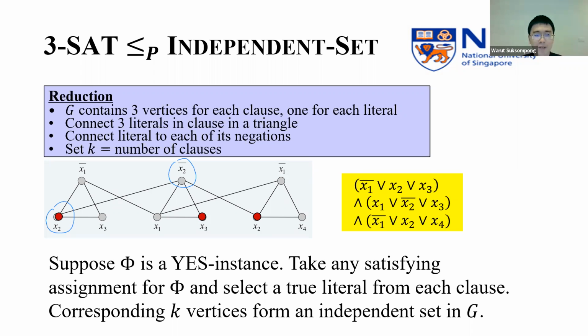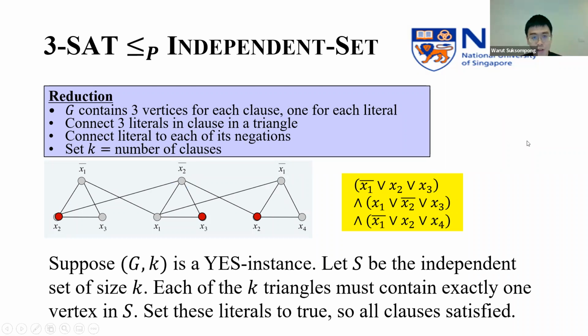So we'll never choose two vertices that are connected by an edge, like crossing different triangles, because that would mean that we set some literal and its negation both to true, and that cannot happen. So indeed, the k vertices that we've selected in this graph form an independent set. So no two of them are connected by an edge.